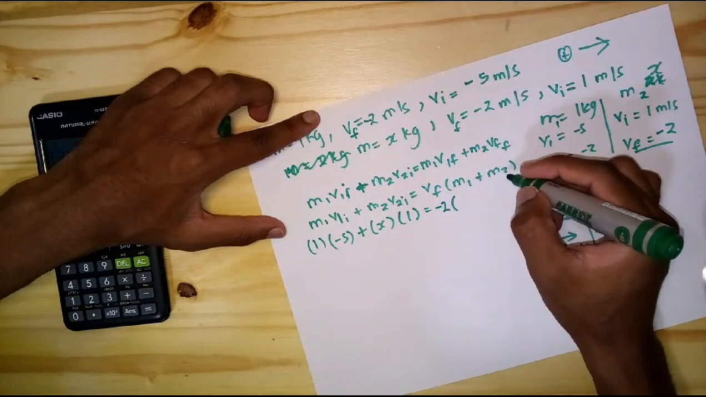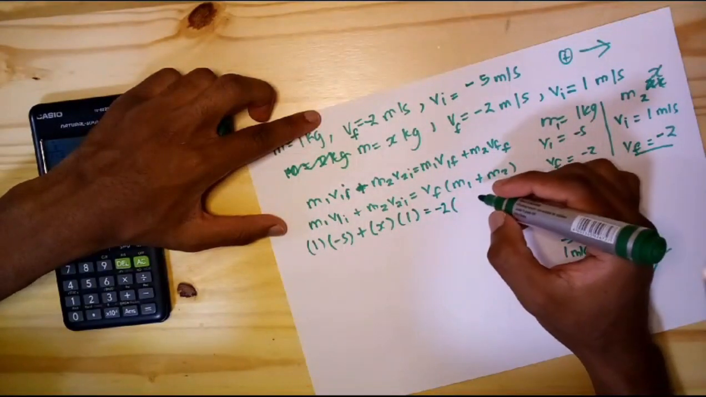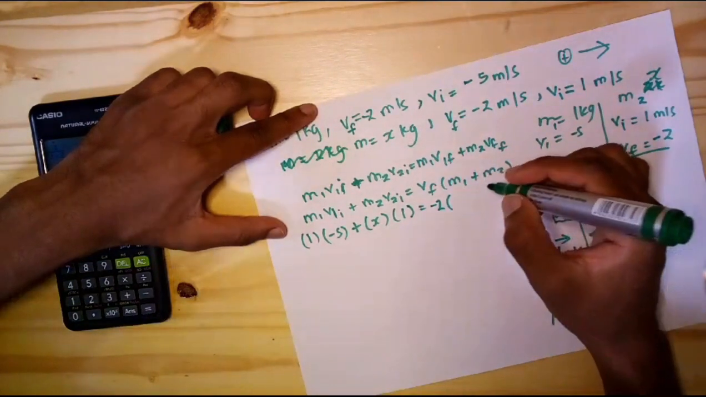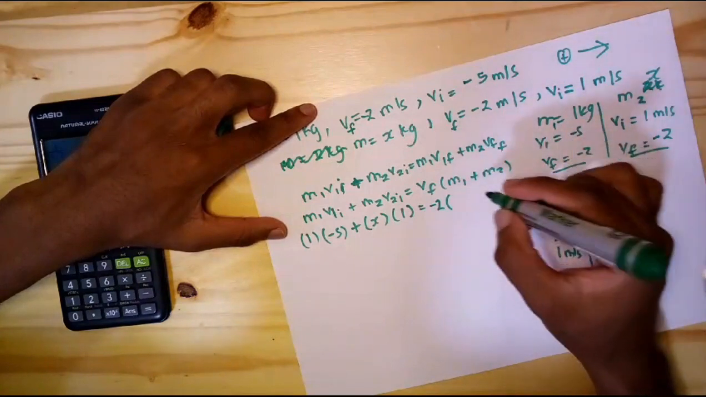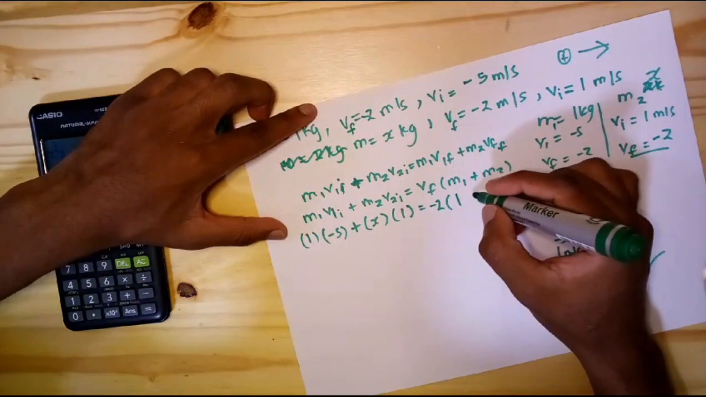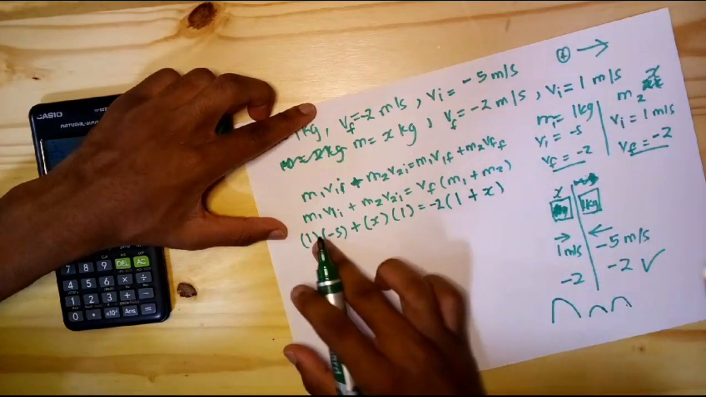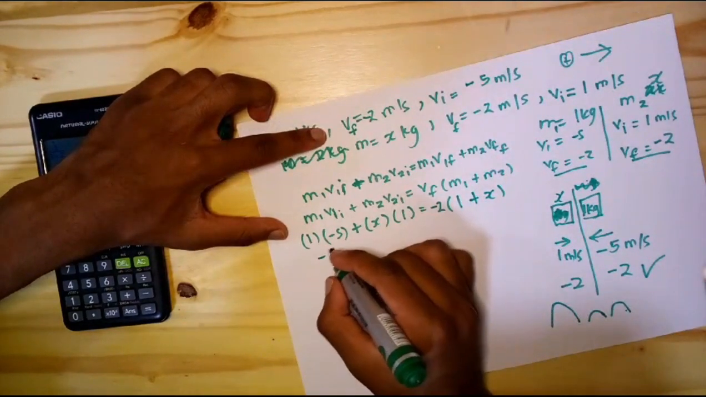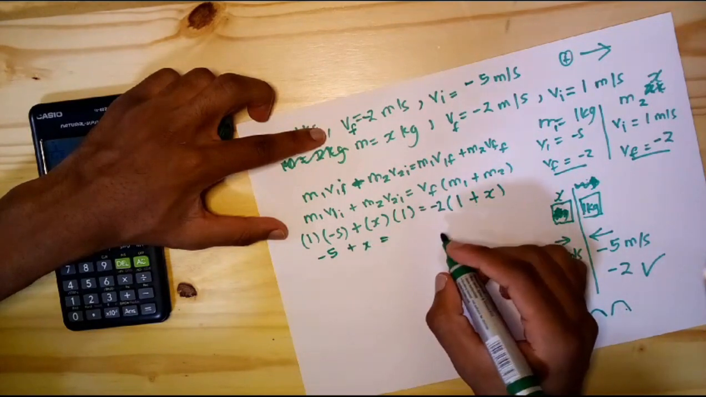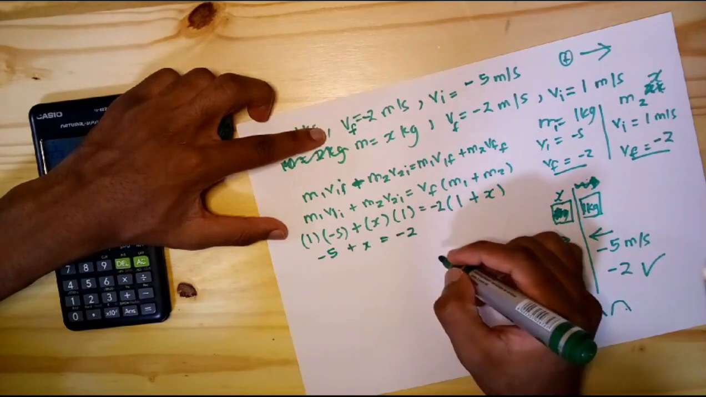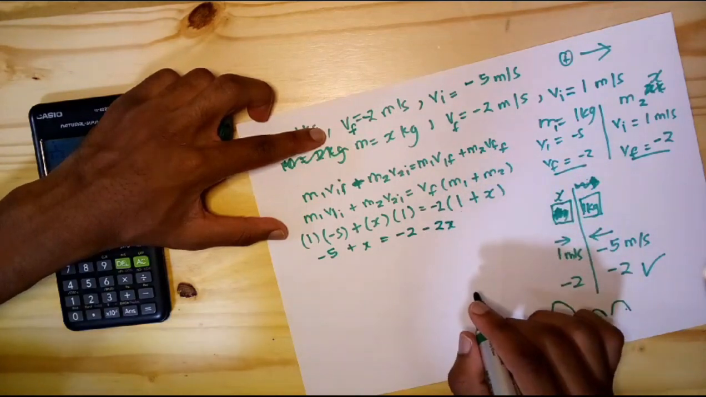And then you have m1 and m2, right? So what's up with m1 and m2? M1 and m2 are basically just different types of masses. So your mass for this one is going to be 1, your mass for the other one is going to be, well, quite unknown. And when you want to solve this, that's going to give you -5 plus x is equals to what? -2, right? Minus 2x. Make sense?